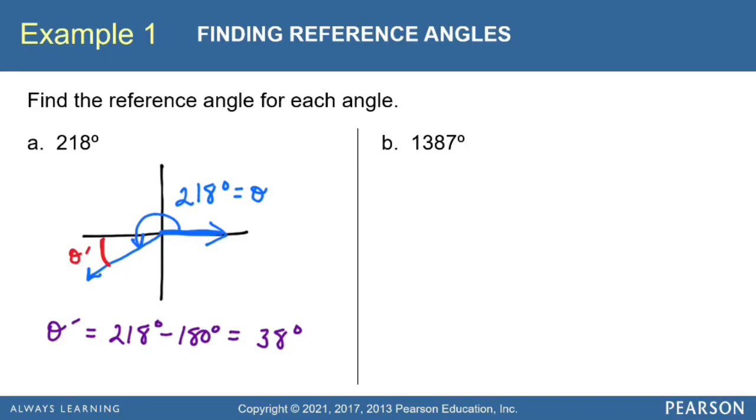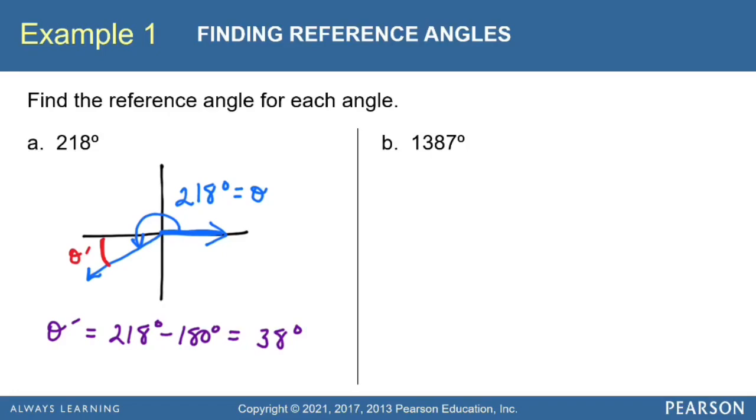So keep in mind now that the reference angle is always going to be considered positive, so even if you did this subtraction backwards and got a negative angle, you would still consider the reference angle positive. And also, because the reference angle is formed between the terminal side and the nearest horizontal axis, it always will have to be less than 90 degrees. It will have to be acute.